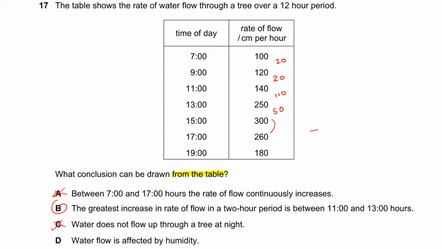Option D says water flow is affected by humidity. Now this is why I highlighted from the table, because the table never talks about humidity, it only talks about the time of the day. So while this option is true in general, it's not from the table, so it's incorrect.